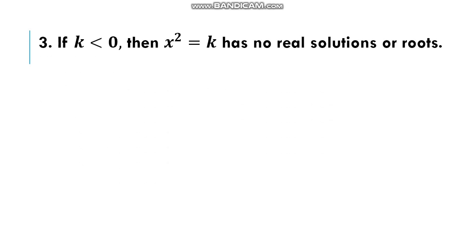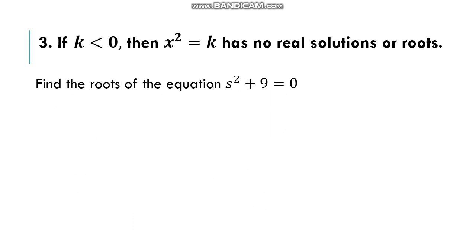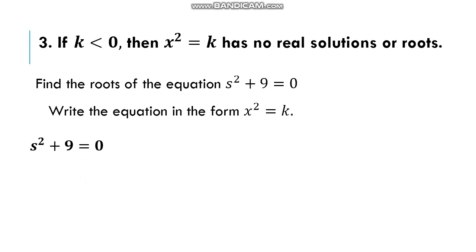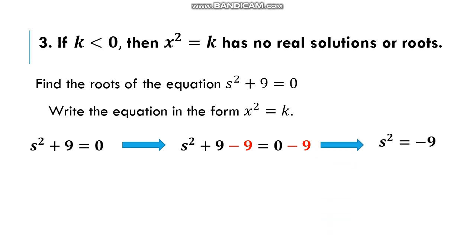Property number 3. If k is less than 0, then x squared is equal to k has no real solutions or roots. Example, find the roots of the equation s squared plus 9 is equal to 0. Write the equation in the form x squared is equal to k. s squared plus 9 is equal to 0. Use additive inverse. s squared plus 9 minus 9 is equal to 0 minus 9, and it gives us s squared is equal to negative 9.